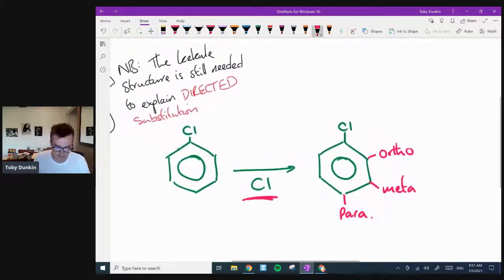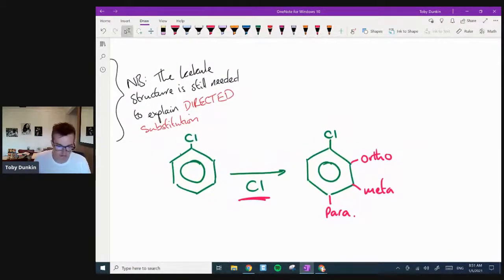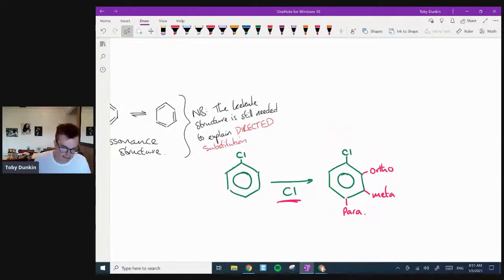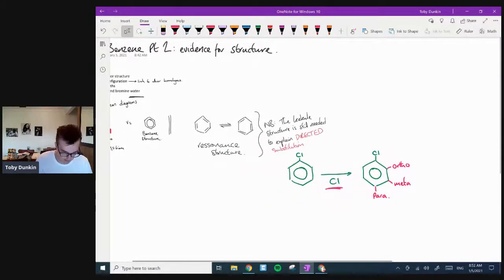So what I was saying is directed substitution means that this chlorine will go into one of these three positions. Yeah, and it will go there every single time, and that requires Kekulé to explain it. We'll be doing that when we're doing the reactions of benzene. So that's something we will see in later notes. We will come back to that.